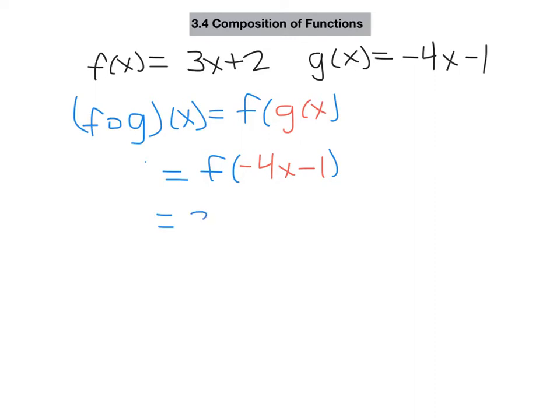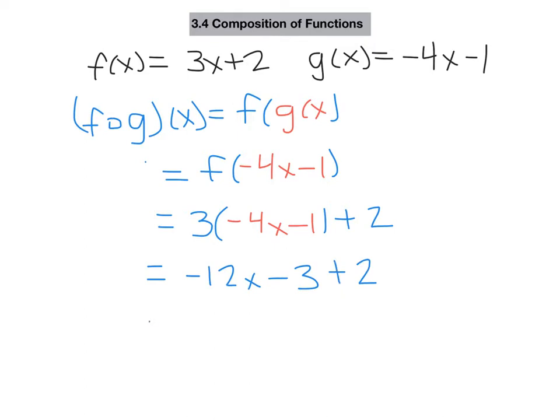So we're going to have 3 times negative 4x minus 1, and then we've got the plus 2. So we can distribute the 3, we get negative 12x minus 3 plus 2. Combining those constant terms, we get negative 12x minus 1.